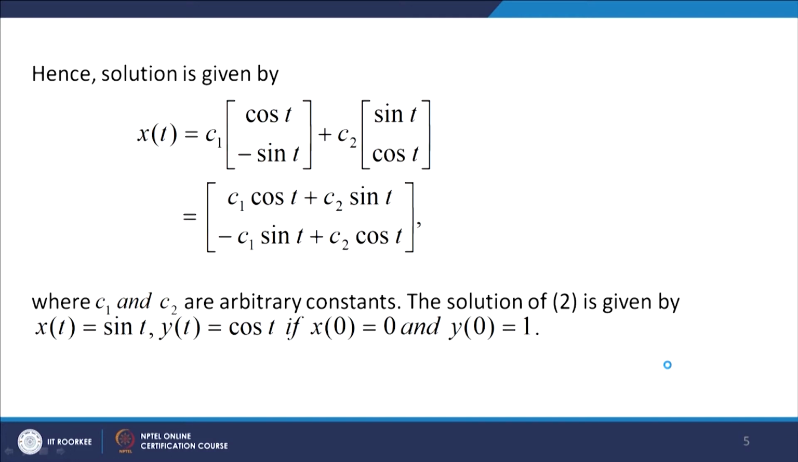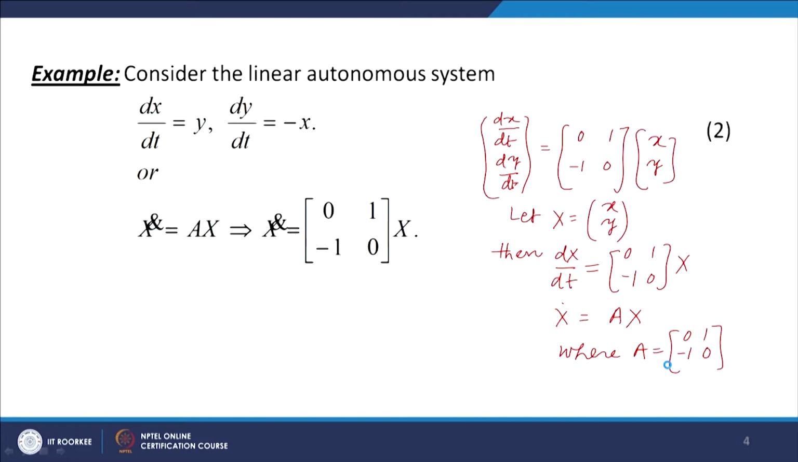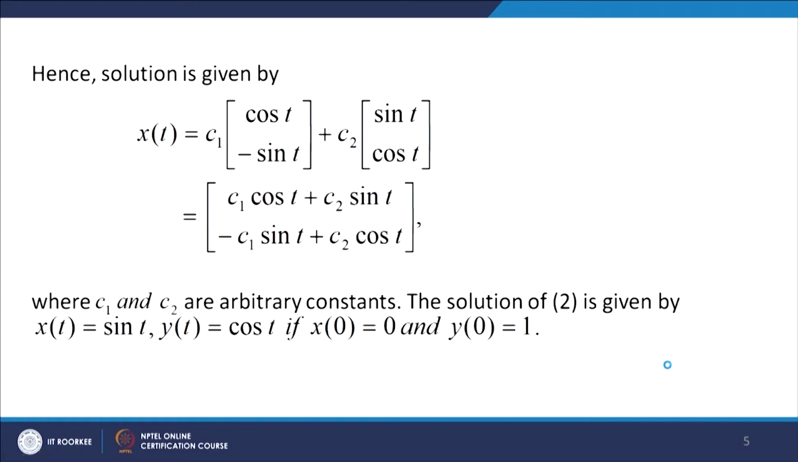Now, the solution of this linear autonomous system (2) is given by x(t) = sin t, y(t) = cos t, if we assume that x(0) = 0 and y(0) = 1. So, that means if at t = 0, x is equal to 0, then what will happen? We have x(t) = C1 cos t + C2 sin t. So, this is x(t), the vector (x(t), y(t)).